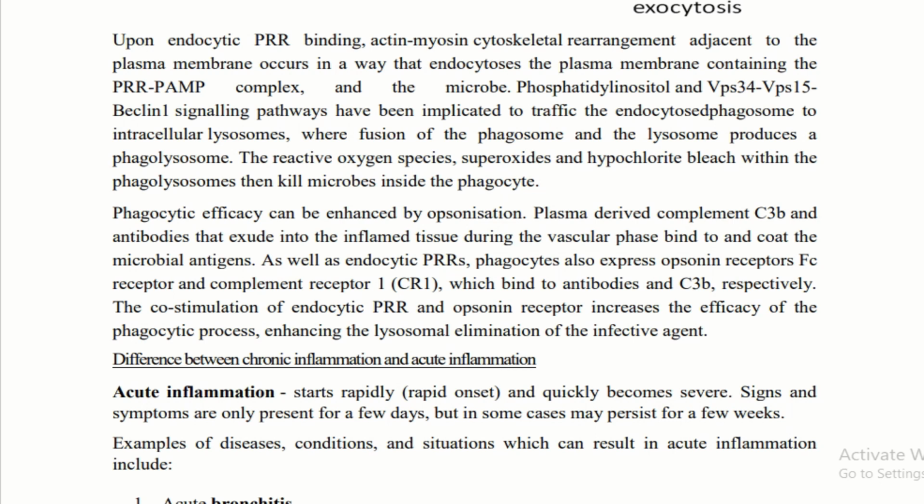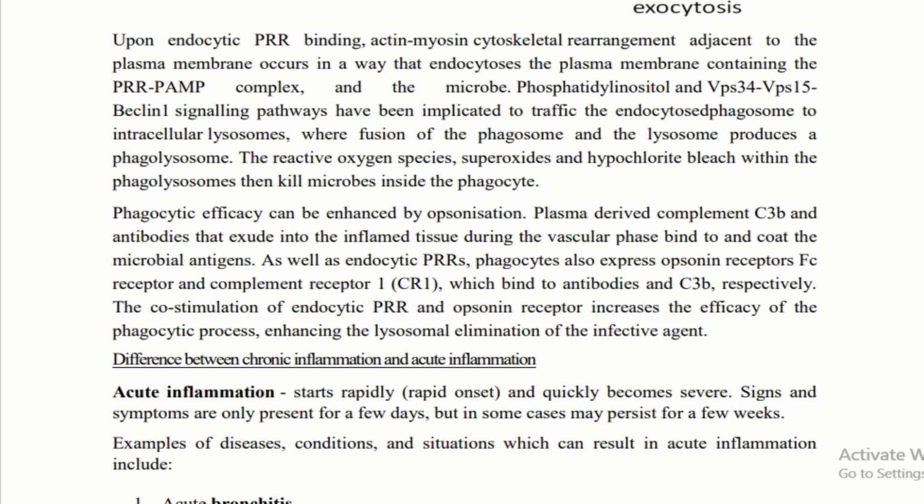The reactive oxygen species, superoxides and hypochlorite bleach within the phagolysosome, then kill microbes inside the phagocytes. Phagocytic efficacy can be enhanced by opsonization. Plasma-derived complement C3b and antibodies that exude into the inflamed tissue during the vascular phase bind to and coat the microbial antigen, as well as endocytic PRRs.